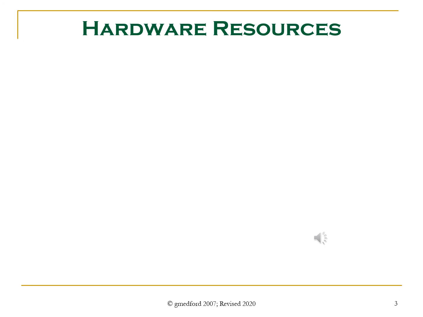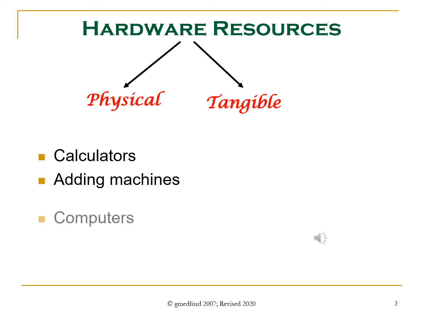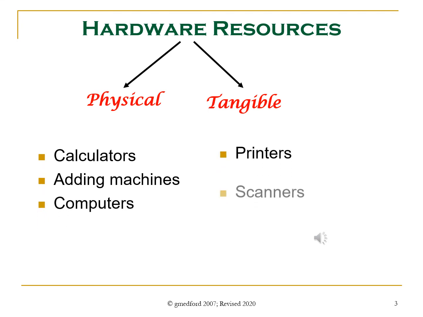The term hardware resources refers to physical or tangible resources. For example, equipment and machinery. The word tangible means things that can be seen and touched. Let's name these resources. They are calculators, adding machines, computers, printers, scanners, copiers.